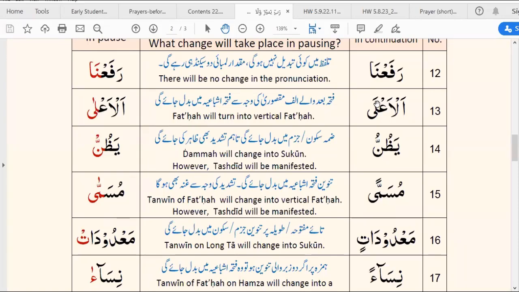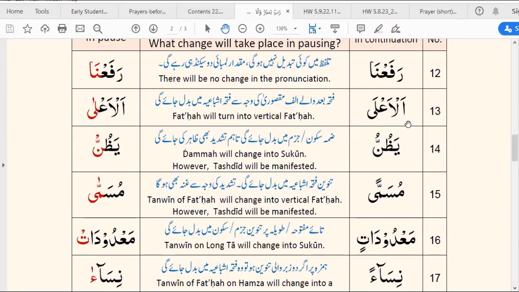And that's only if you have a blank letter. This curly sign here is actually a ya, and it's a blank ya because it has nothing on it. It's called alif maksura. So if after fatha you have this blank letter, this fatha in waqf, or when you stop, will turn into a vertical fatha or fatha ishbaya, and you need to prolong it for 2 seconds.